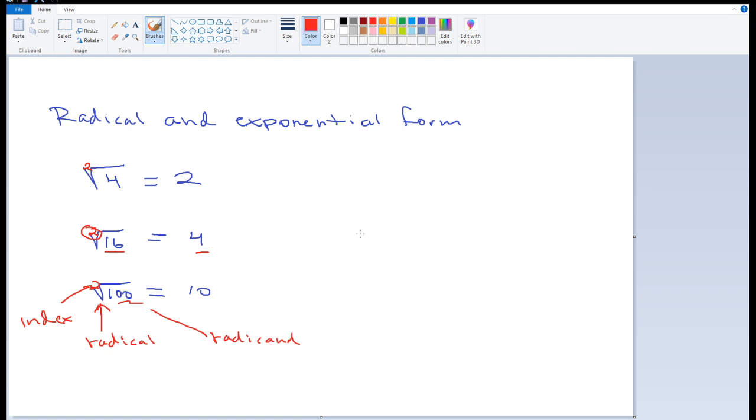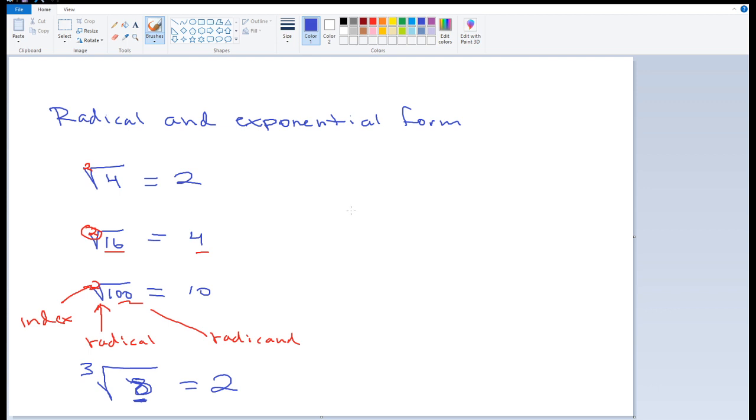So sometimes we'll have a number such as the cube root of 8. Basically what this says, once again, is what number can I multiply by itself 3 times that will get me 8? And the answer is 2. 2 times 2 times 2, 3 times, gives me the answer of 8.